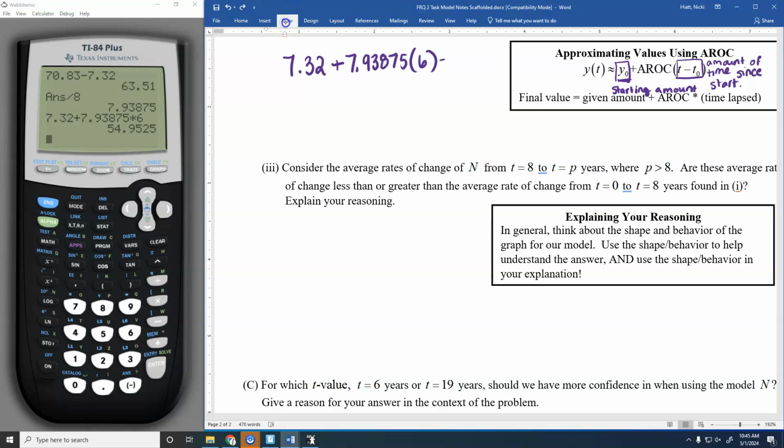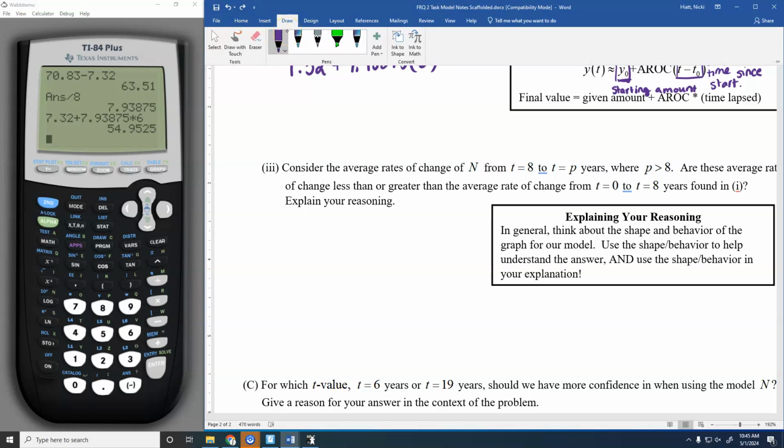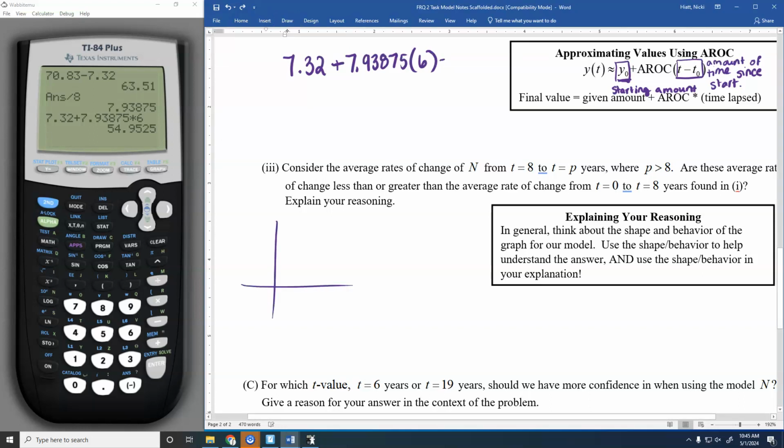So let's think about what we've been doing in the first place. This data is exponential, right? And you've got right here at 7.32 is your first data point, and then over here at 8, it goes all the way up to 70.83, and it's exponential data. So that means it looks like this, right?